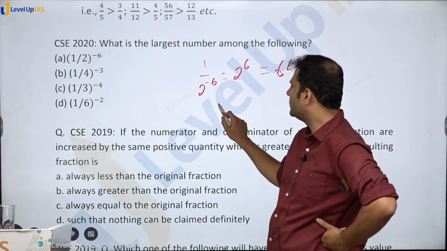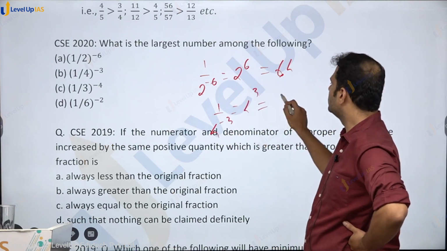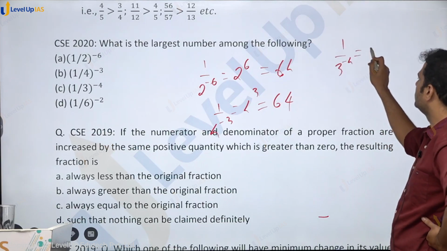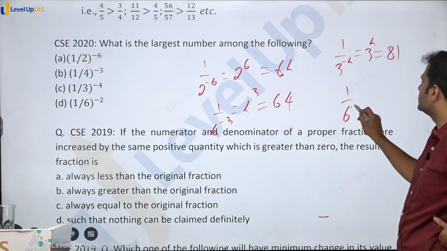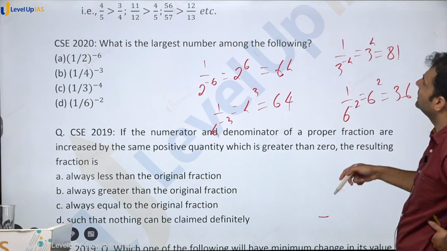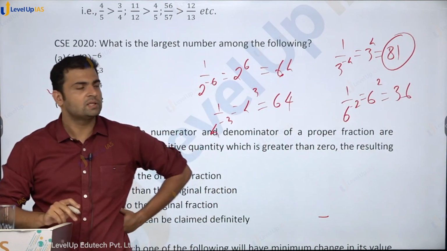Second, 1 by 4 raised to minus 3 is equal to 4 raised to 3, which is 64. Third, 1 by 3 raised to minus 4 is equal to 3 raised to 4, which is 81. And last, 1 by 6 raised to minus 2 is equal to 6 raised to 2, which is 36. Question is which is the largest number? Largest number is 81, or option number C.